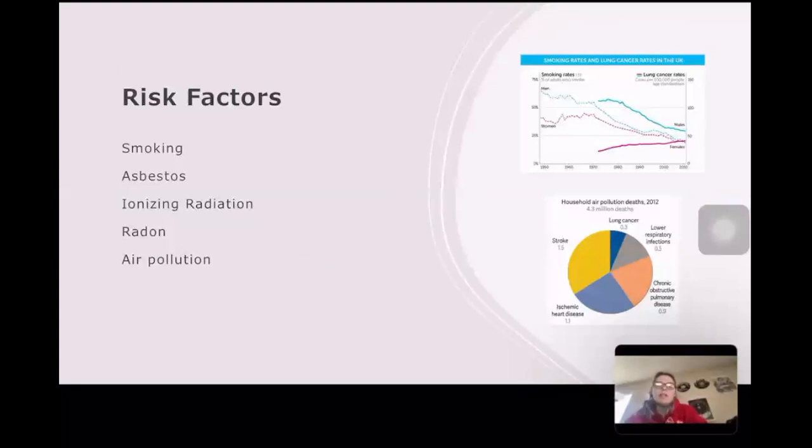The risk factors associated with non-small cell lung cancer are smoking, asbestos, ionizing radiation, radon, and air pollution. And as you can see from the top graph, the smoking is very correlated with the incidence of non-small cell lung cancer and lung cancers in general. And then air pollution does not have a strong risk factor association, but it is still considered a risk factor.